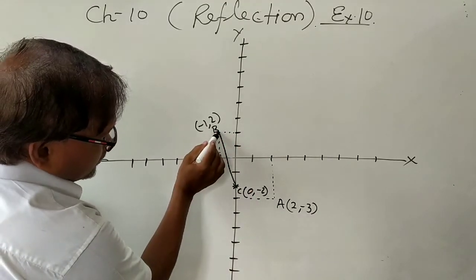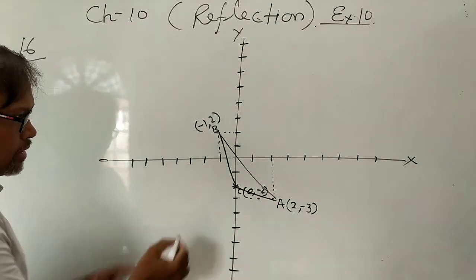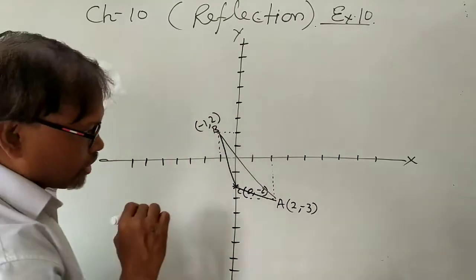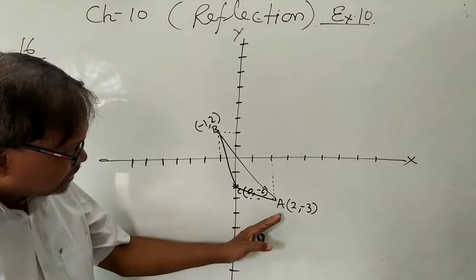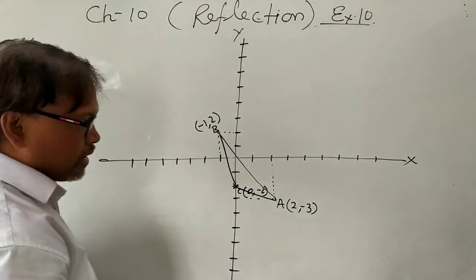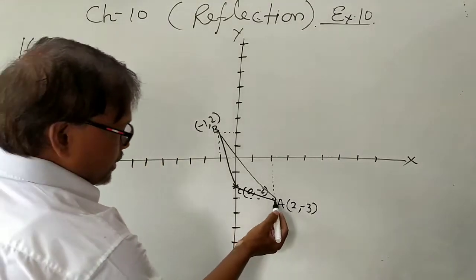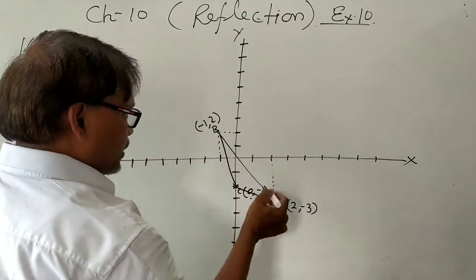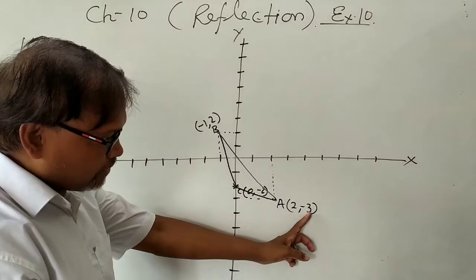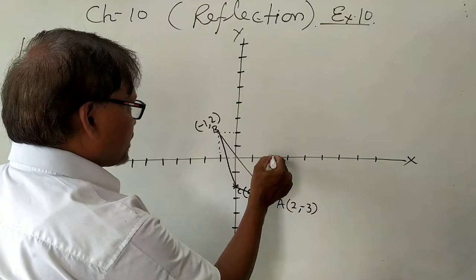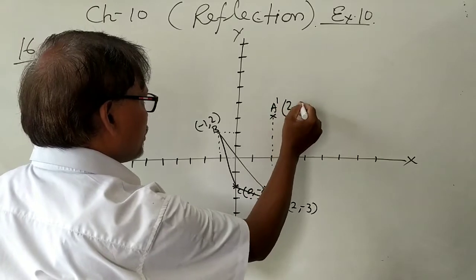There are two triangles, therefore you have to join one with the continuous line and the other with the dotted line, so that it is visible. Now you have to reflect these points through the x-axis. How to do the reflection through the x-axis? I told you. If A is reflected, considering the x-axis as a mirror, it will go up. That is only a change in the sign of y. So it will be (2, 3). This is A dash (2, 3).